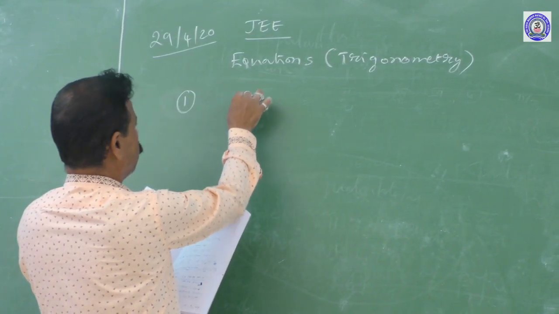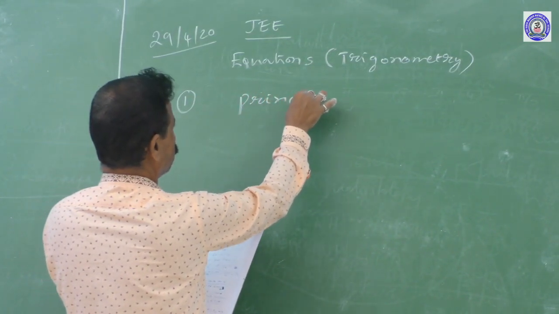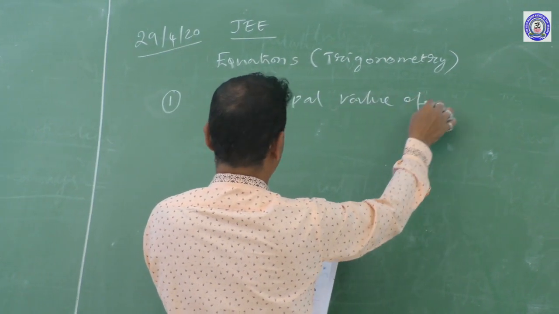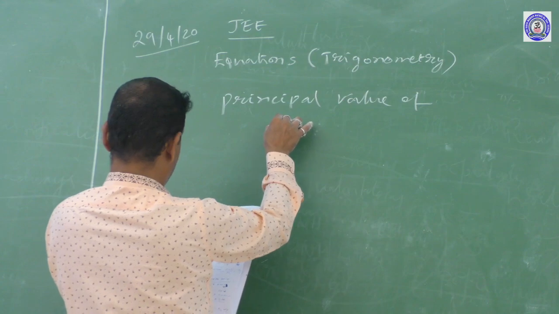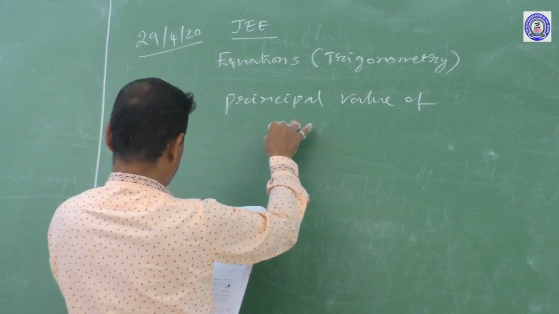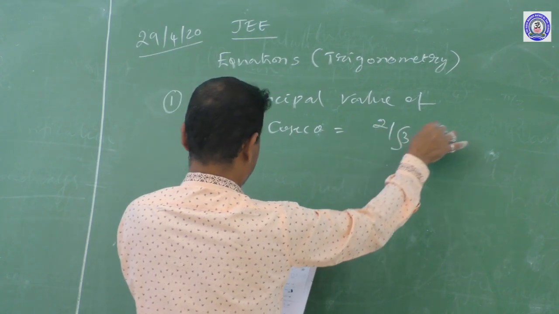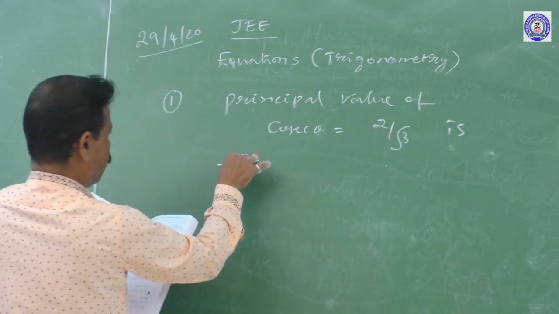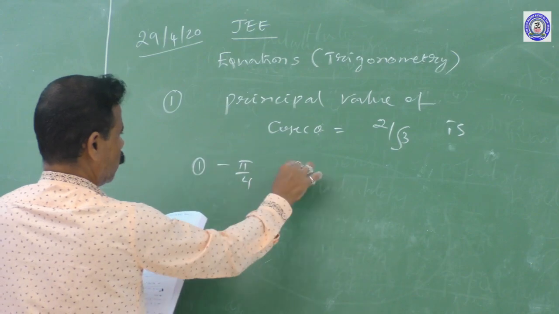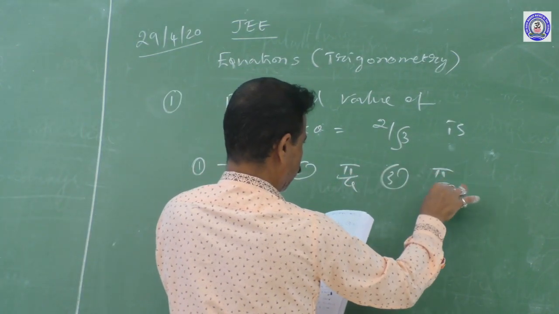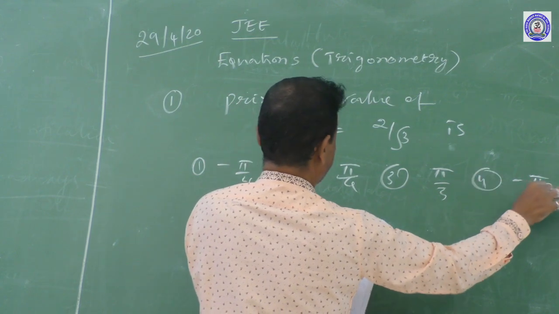Question number 1. Principal value of cosec theta is equal to 2 by root 3. Options: 1) minus π/4, 2) π/4, 3) π/3, 4) minus π/3.